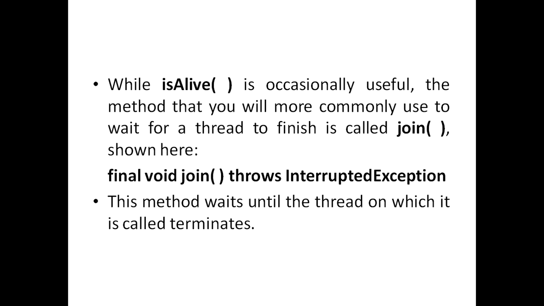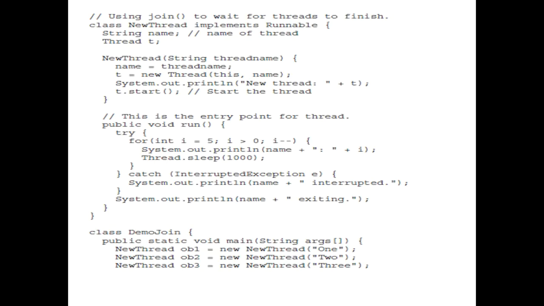While isAlive is occasionally useful, the method we will more commonly use in programs to wait for a thread to finish is the join method. The syntax of the join method is: final void join throws InterruptedException. The method waits until the thread on which it is called terminates.